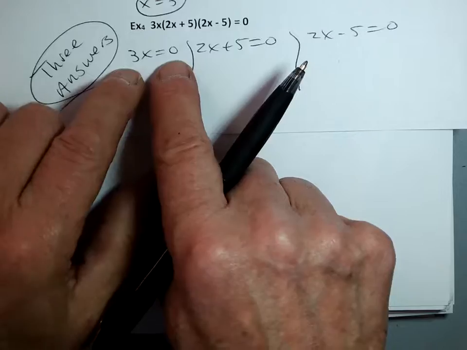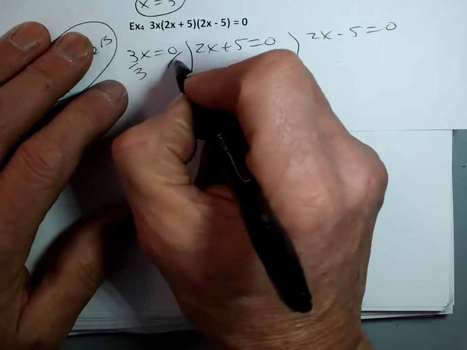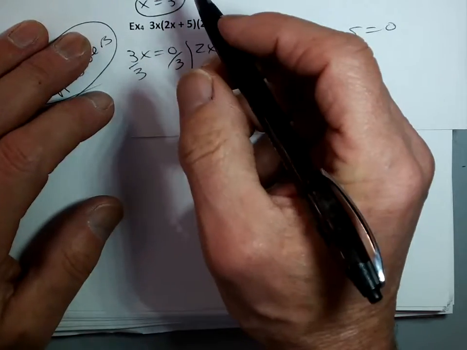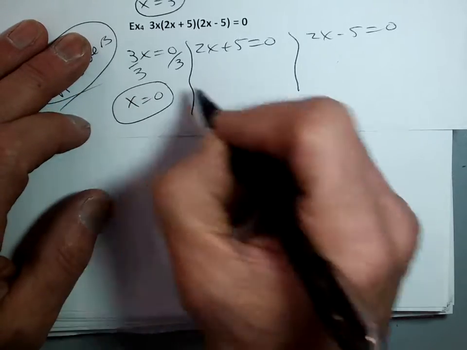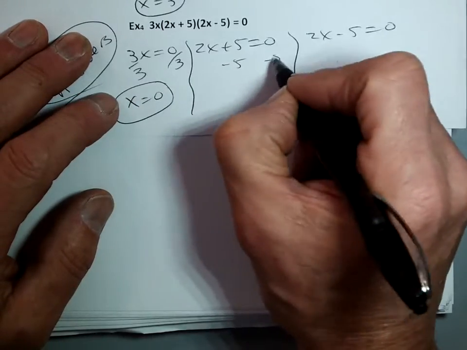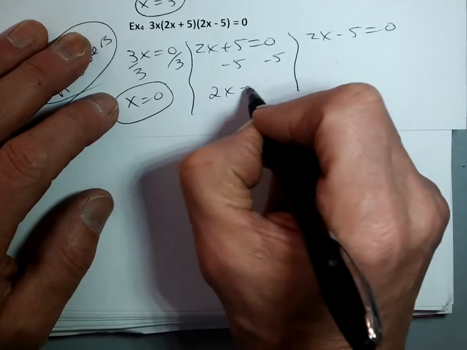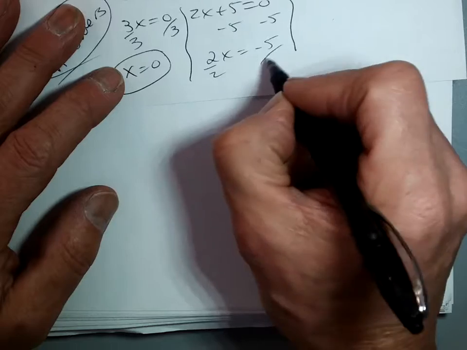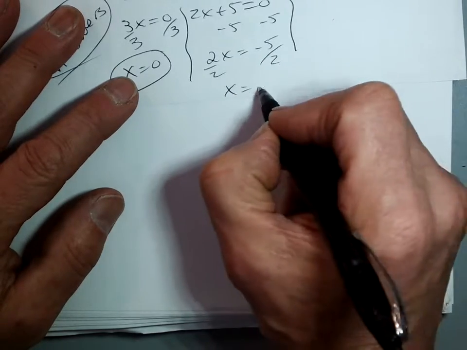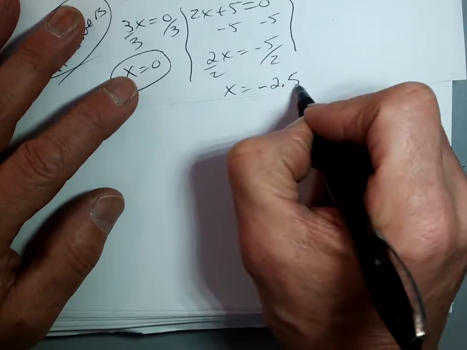Okay, divide by 3, divide by 3. 0 divided by 3 is 0. So one of my answers is 0. Minus 5, 2x equals negative 5, right? Divide by 2, divide by 2. Another answer is negative 2.5.